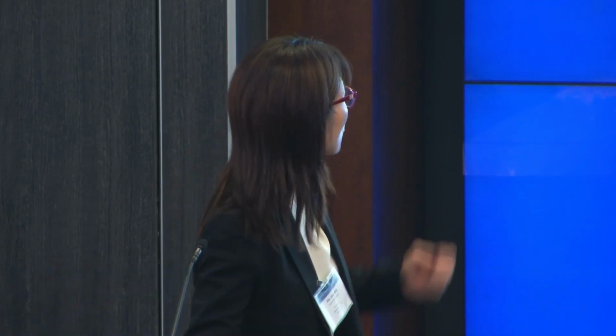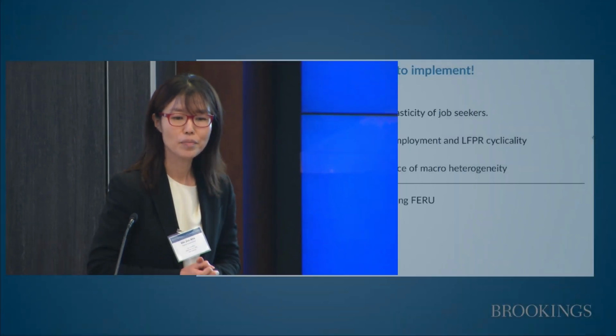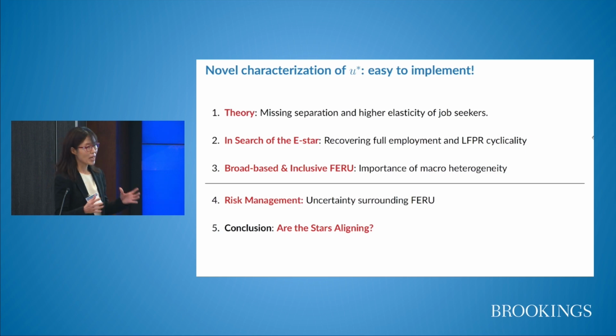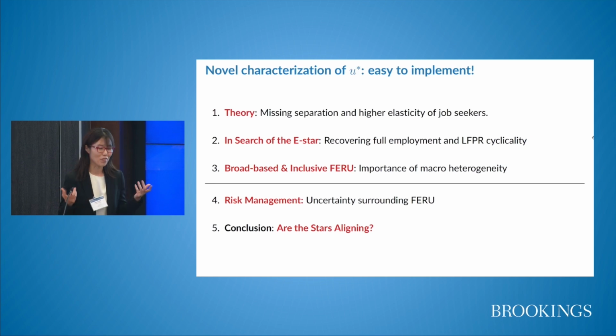Pascal already did a great job explaining the paper, so let me jump into the actual discussion. The paper provides a novel characterization of the U-Star, guided by a theory. And the beauty of their formula is that it's easy to implement, which is great news for a practitioner like me. So in my discussion, I'm going to first discuss the implication of the missing piece in theory. And then I'm going to explore the level and growth of full employment directly, and then consider broad-based and inclusive full employment.